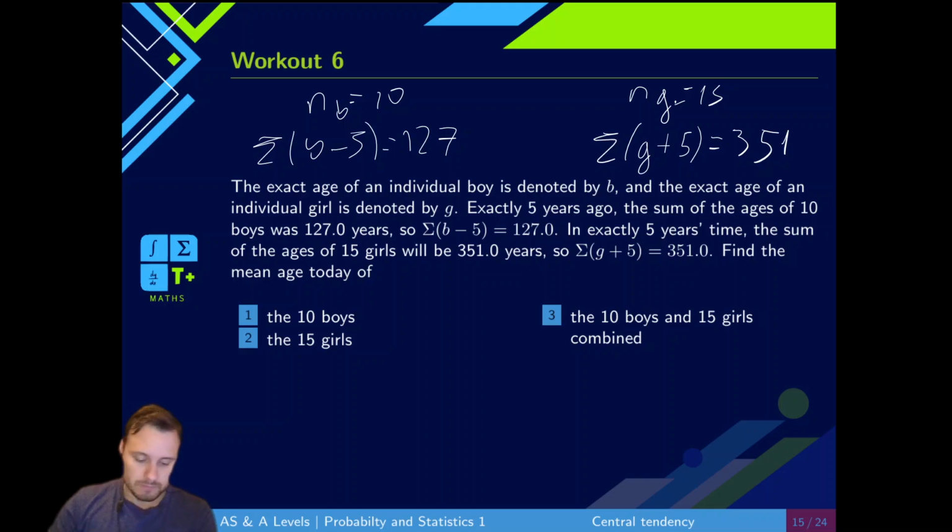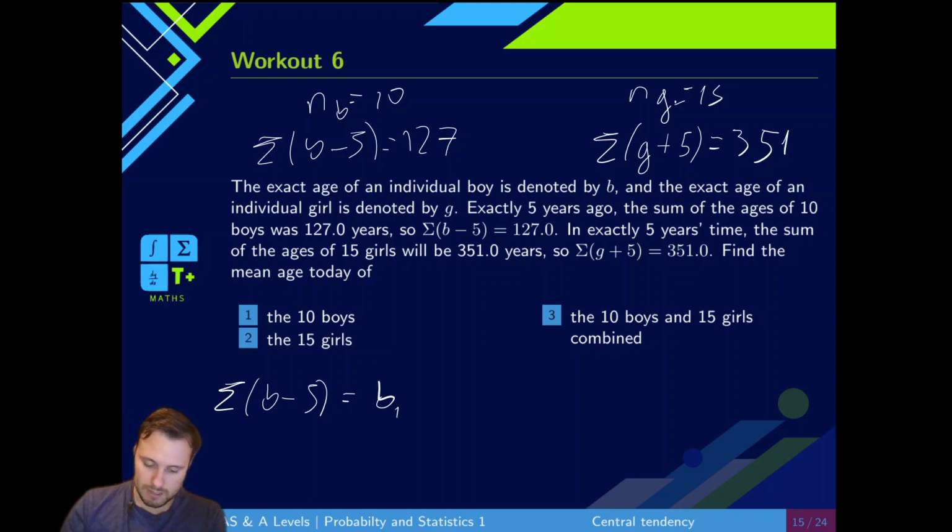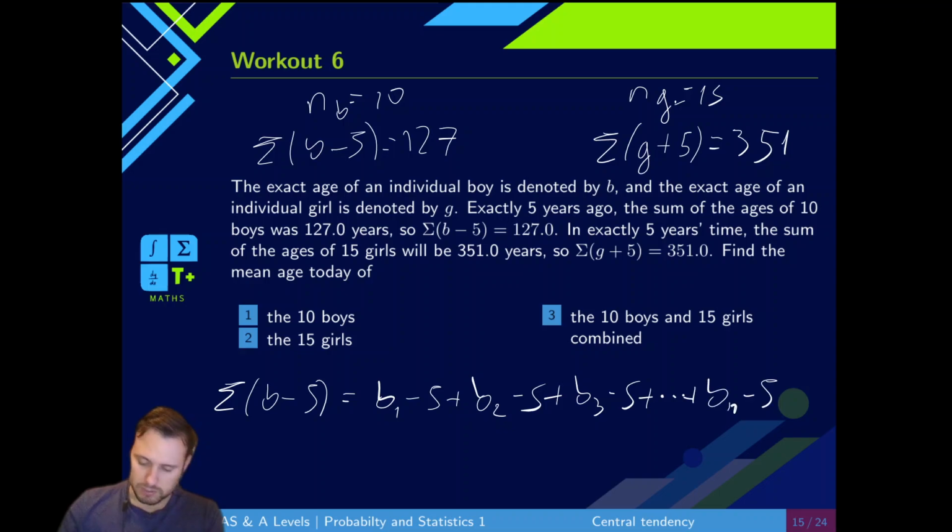Now think about this. I'm going to start with the boys. For the boys, the sum of b minus 5 is the first boy minus 5 plus the second boy minus 5 plus the third boy minus 5, and so on until we get to the last boy minus 5. So if you think about it, what we're doing here is adding all the ages of the boys, and then subtracting 5 10 times, right? Because it's 1 for each boy. But this here is the value that we're getting here.